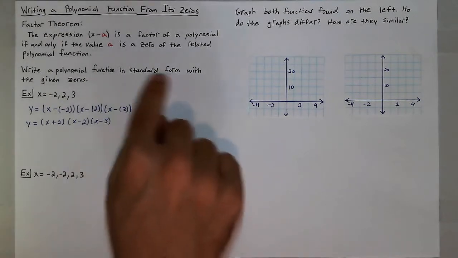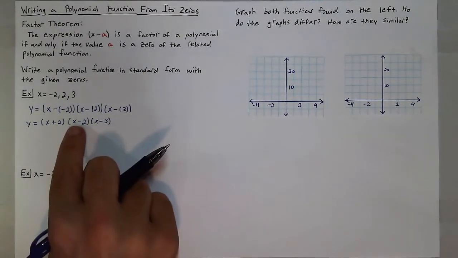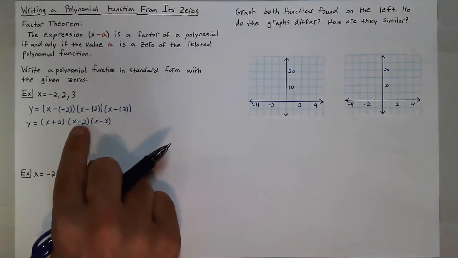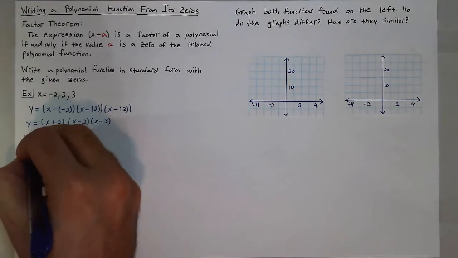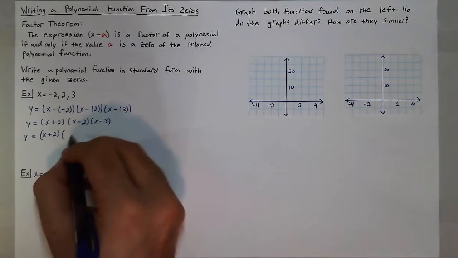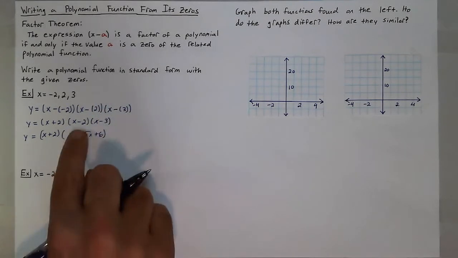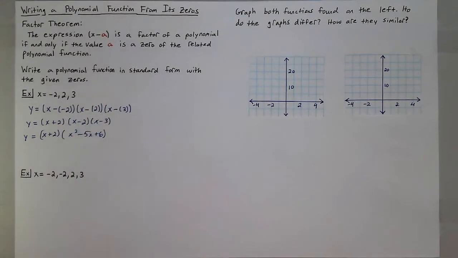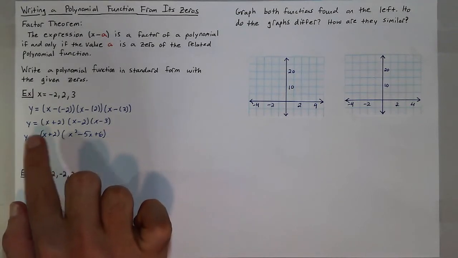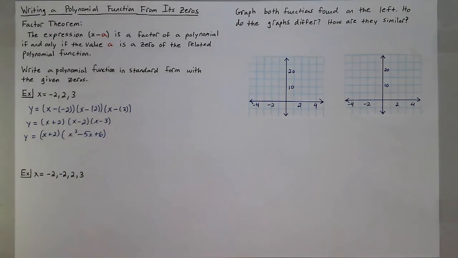But this is not in standard form, so how do we put it in standard form? Well, we're going to first multiply out these two binomials, which will give me x plus 2 times x squared minus 5x plus 6. Whenever you multiply out these two binomials, use the FOIL method or the distribution method, whatever works for you. But now, how do I multiply a binomial by a trinomial? Well, the best way is just to distribute one into the other.